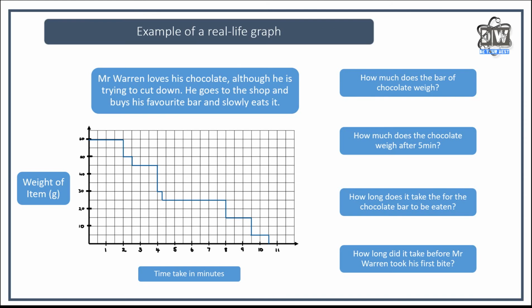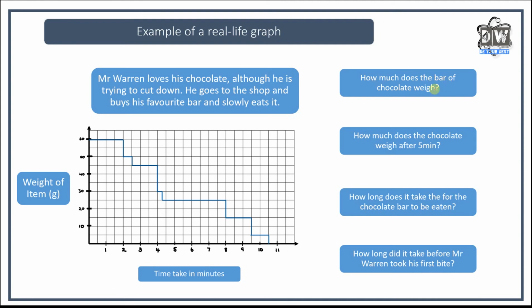So now let's look at the graph, and we can see here that the bar stays the same weight until 2 minutes, and then at 2 minutes it loses weight. Okay, it stays that weight for another 30 seconds and then loses weight and then stays that weight for, it looks like, a minute and a half. You get the picture until it weighs nothing, until Mr. Warren is full. So let's have a look at the questions now.